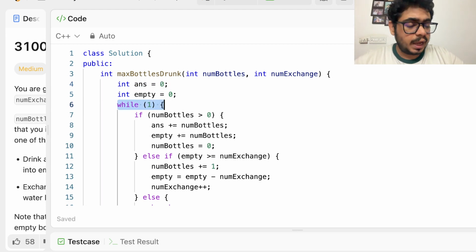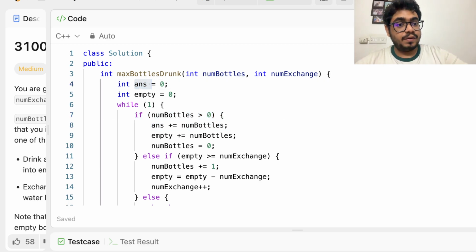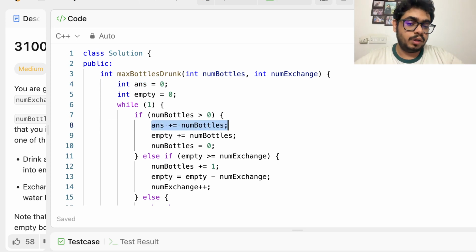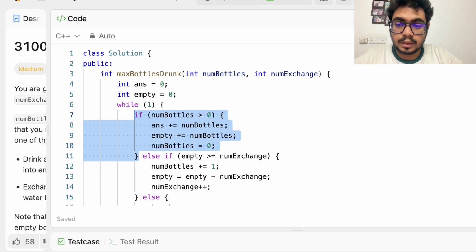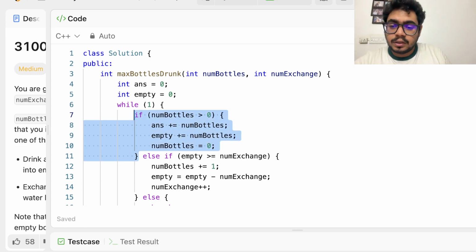Now I have run an infinite loop, while 1. If you see that you have some full bottles with you, so if num bottles is greater than 0, that means we have some full bottles. So we can drink all of those and convert them into empty bottles. So I've done answer plus equal to nums bottles. This answer is the number of bottles that we have drunk. So that will include these many bottles. Similarly, they all now become empty and full bottles becomes 0. So full bottles convert all into empty bottles, right? Otherwise, if I see in the loop that we don't have any full bottles, but we have some empty bottles, so I'll check.